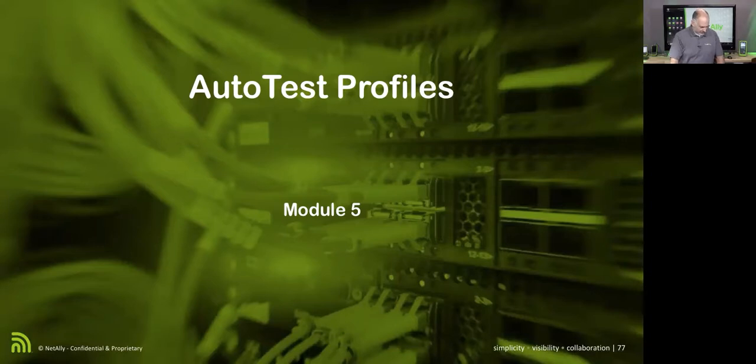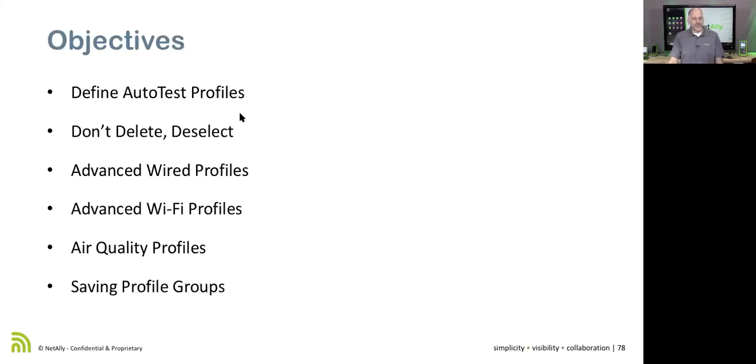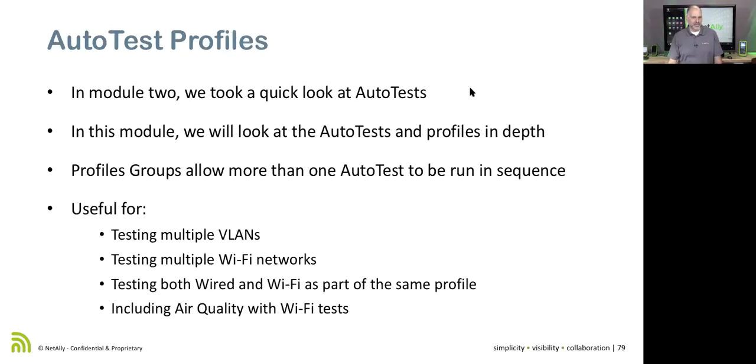All right, so AutoTest profiles. With our AutoTest profiles, this is where we can go in and group a number of AutoTests together. So what we're going to do is define AutoTest profiles. We're going to re-emphasize: don't delete, deselect. Advanced wired profiles, advanced Wi-Fi profiles, air quality profiles, and saving these profile groups. So let's go ahead and take a look at that.